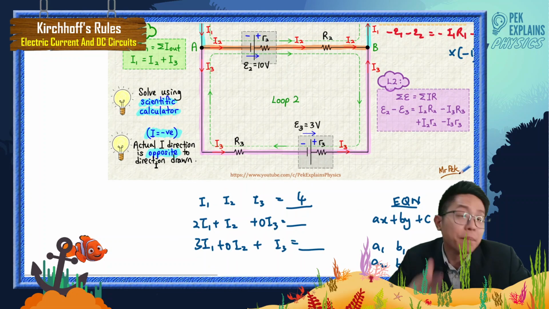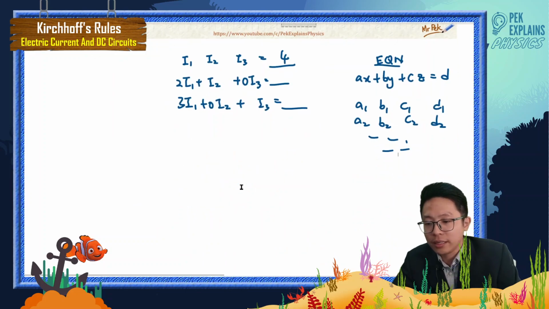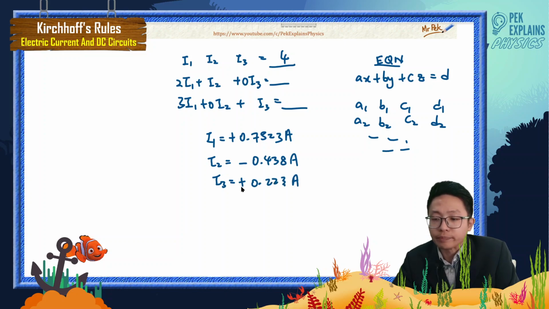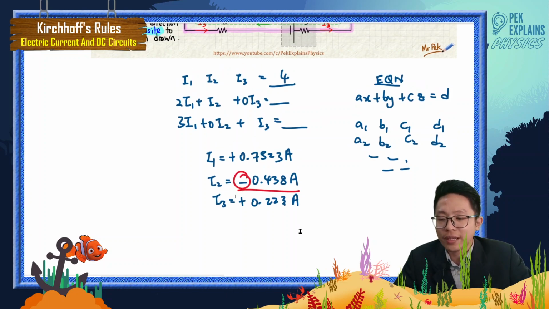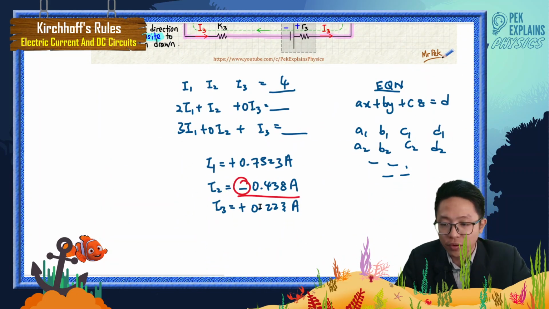And then sometimes you get a negative value for the current. In the end, sometimes you get current I1 equal to positive 0.7523 ampere, and then I2 suddenly you get negative 0.438 ampere, and then I3 you get positive 0.223. This one you suddenly get a negative value. What does it mean? Let's say for this case, I get the current I2 is a negative current.